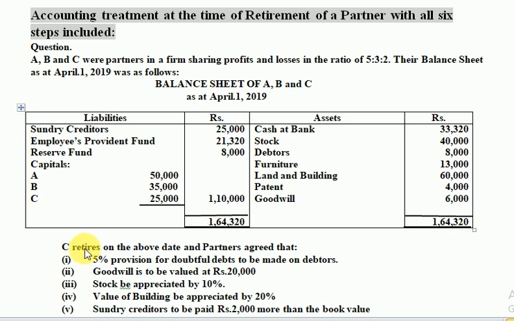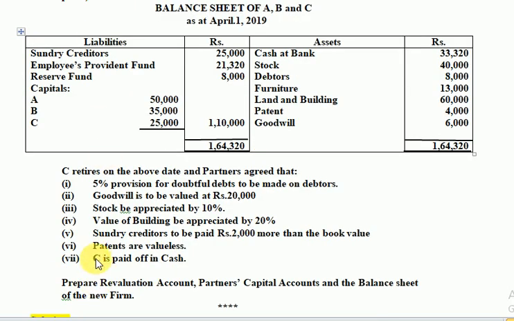C retires on the above date and partners agreed that 5% provision for doubtful debt is to be made on debtors. Goodwill is to be valued at rupees 20,000. Stock be appreciated by 10%. Value of building is appreciated by 20%. Sundry creditors is to be paid rupees 2,000 more than the book value. Patents are valueless. And finally, C is paid off in cash. Prepare revaluation account, partner's capital account and balance sheet of the new firm. So this is our question.